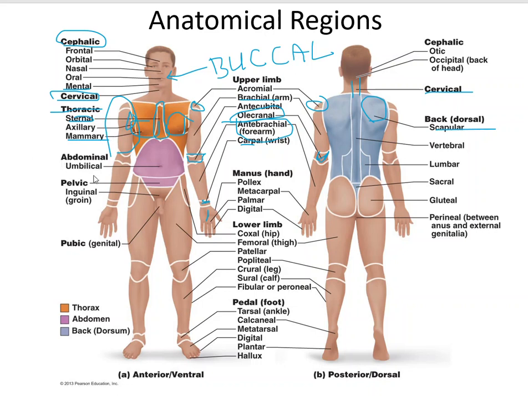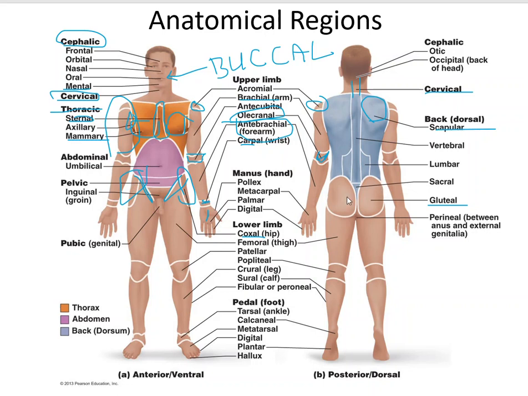Okay, we've got the coxal region, which is the hips. Let's see if they have these marked here. Yeah, they do right there. Those are our hip bones right there. That's also the coxal region. Gluteal region is this area right here, guys. Inguinal. The inguinal region is this region. Let me make sure they got it. It's this region right here. It's the region where your legs attach to your torso.